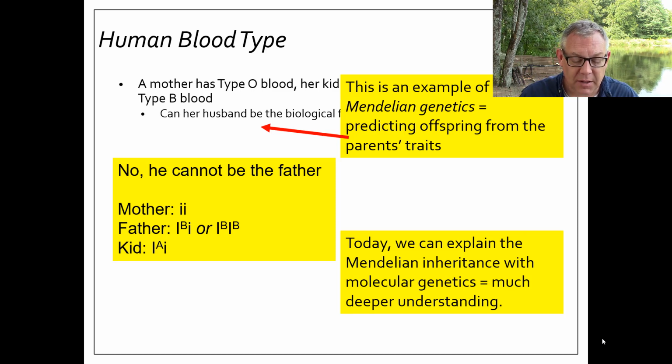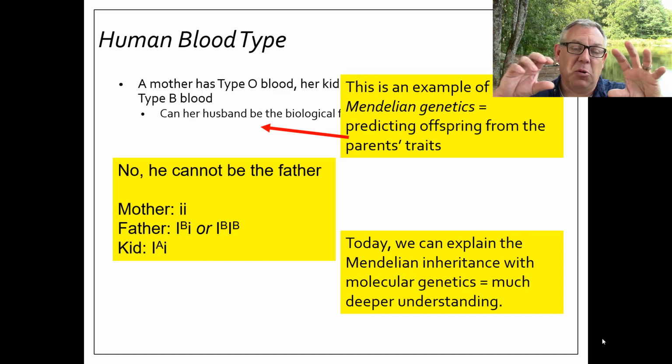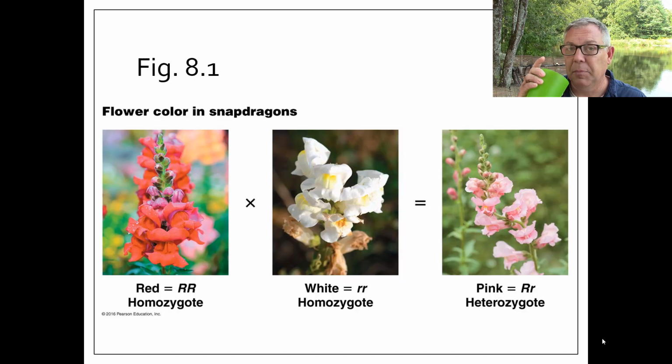That's Mendelian genetics. But what we've been talking about as far as DNA to RNA to protein, that's molecular genetics. And these days we know how to tie those two together. We can explain Mendelian inheritance with molecular genetics. So not only can we take the parents and predict what's going to happen in the offspring, but we can explain exactly how those things happen and what's happening at the molecular level. That's where we're at in the 21st century, and that's where we're really starting to learn a lot about living things. We get a much deeper understanding. So again, here, just another very simple example.